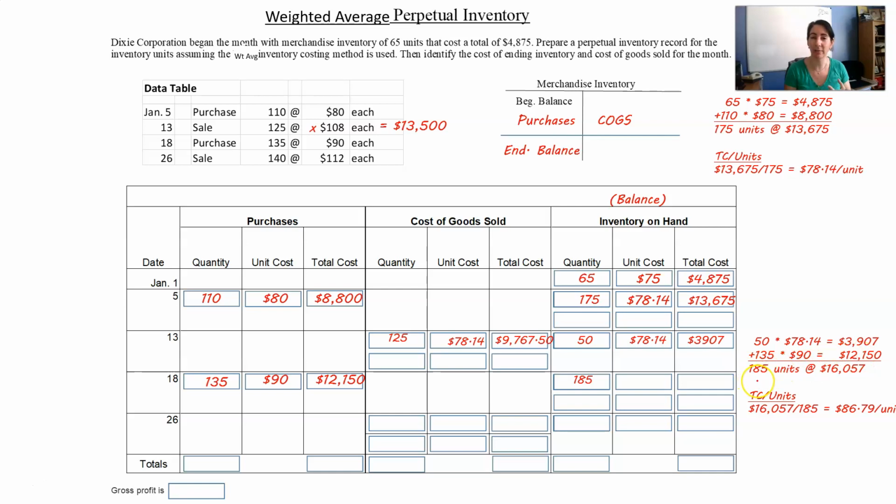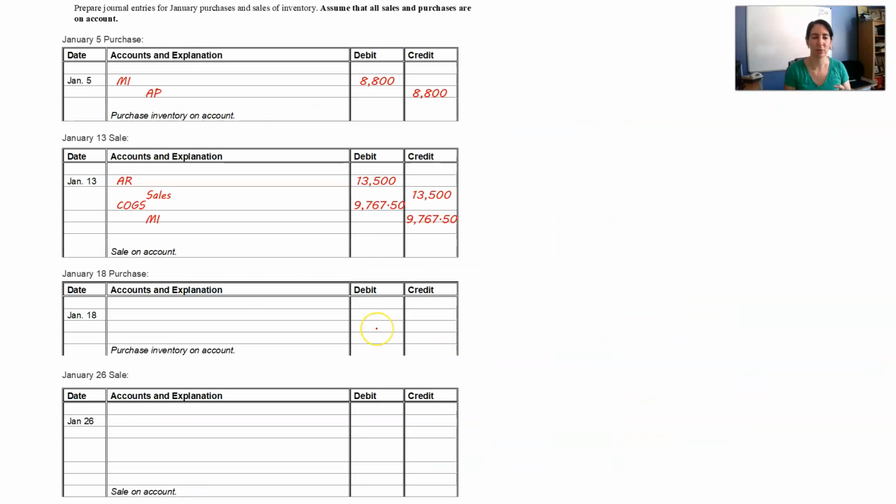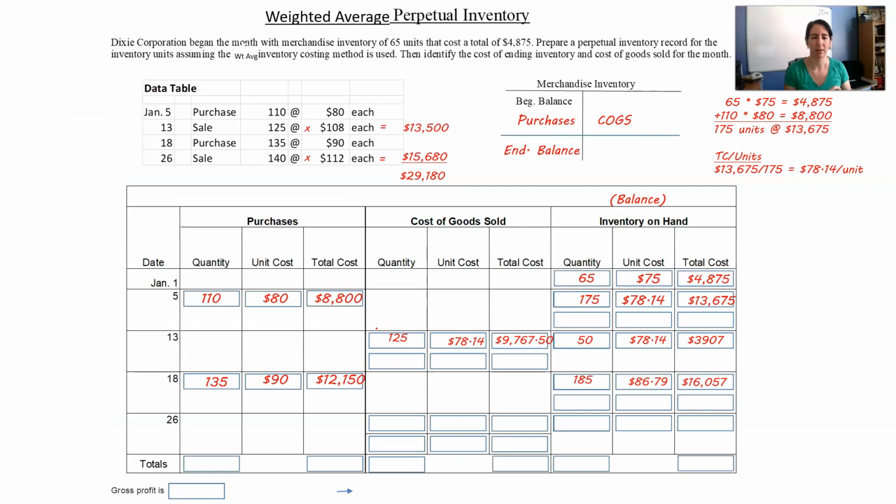So in total, we have 185 units. And the total cost, if you add these together, is $16,057. So we want to figure out the cost per unit for just one. We take the total cost divided by the number of units I have, and that comes out to be $86.79 each. So there we go, 185 at $86.79, $16,057. That's what they're worth to me now. They're all worth $86.79. So let's record that purchase, debit inventory, credit accounts payable. Okay, that's for that piece right there.